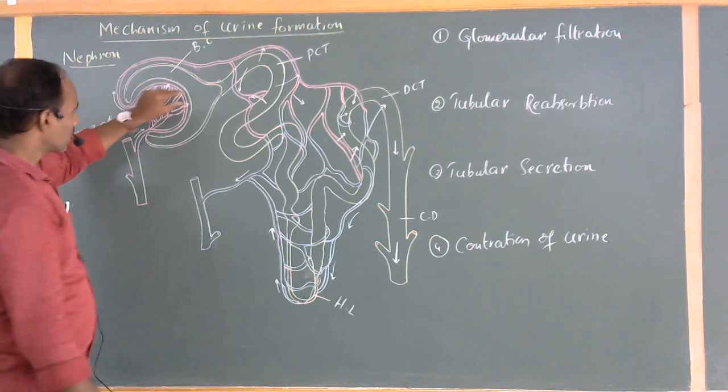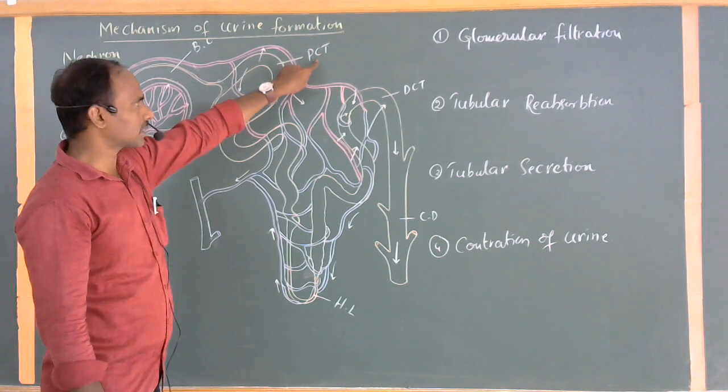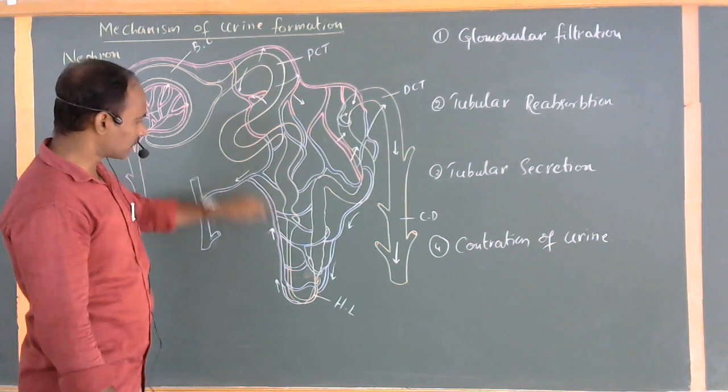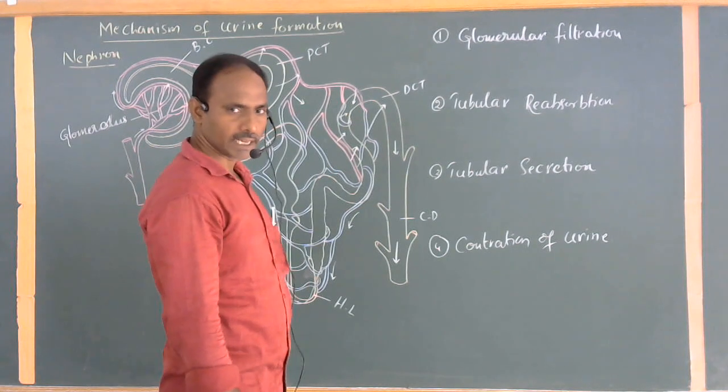The Bowman's capsule opens into a cup-shaped structure called the PCT. After that, the PCT opens into the next part, called Henle's loop. Next, the DCT opens into the collecting duct or collecting tubules.